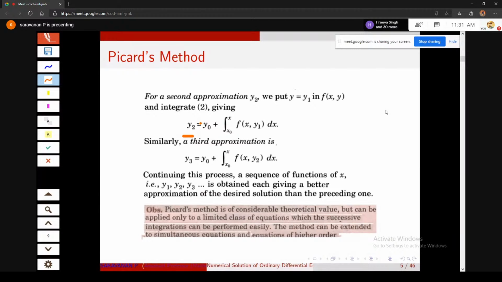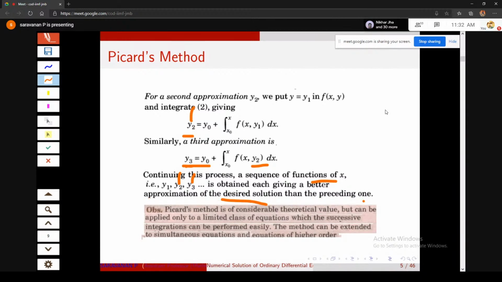Then again, in place of y, you substitute y2. So we'll get y3. So continue this process, a sequence of functions of x, y1, y2, y3, etc. is obtained, each giving a better approximation. So y2 is better than y1. Y3 is better than y2. So if I proceed as many steps as possible, you will get more accurate answer, and you can stop once you get the answer up to a particular approximation.